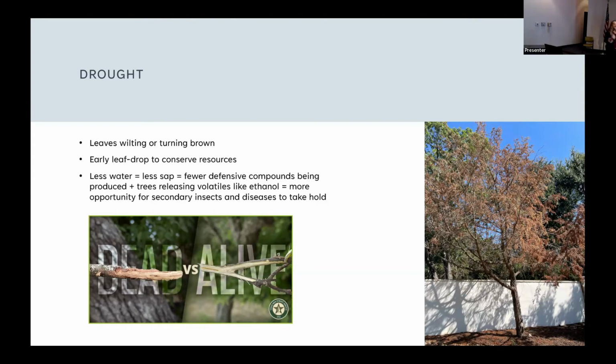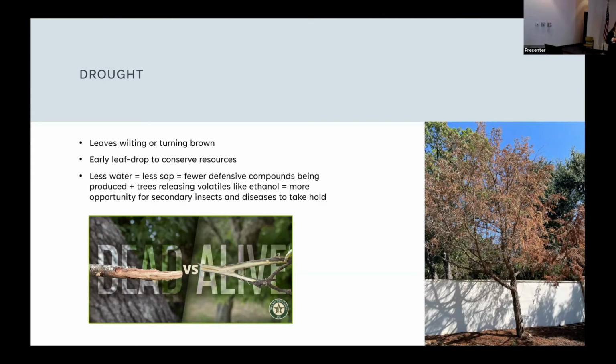But another impact of drought is there's less water available for the tree. That means the tree can produce less sap. And sap is that natural mechanism that trees have to push things out, those insects trying to bore into them. If sap can push them out, they're not going to enter the tree. So less sap, and then you also have stressed trees releasing more chemicals like ethanol, and those things are attracted to them, like I said. All of that means more opportunities for all these secondary issues to occur.